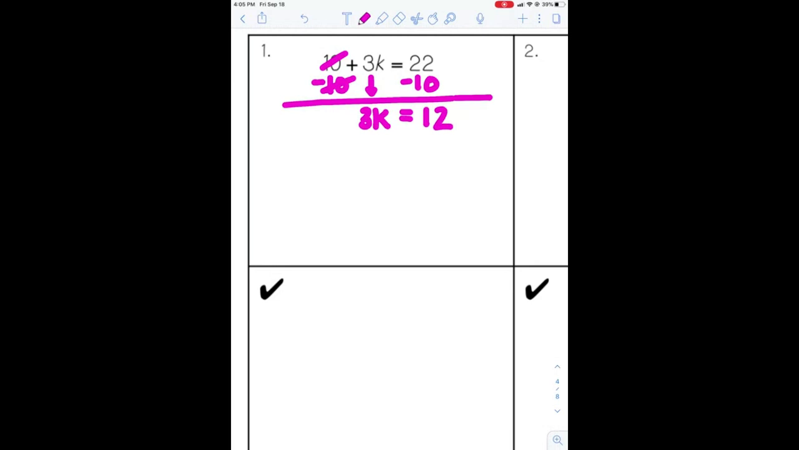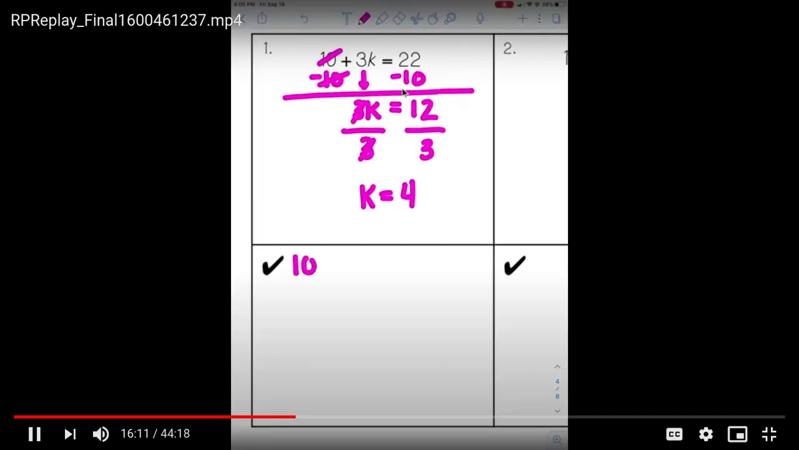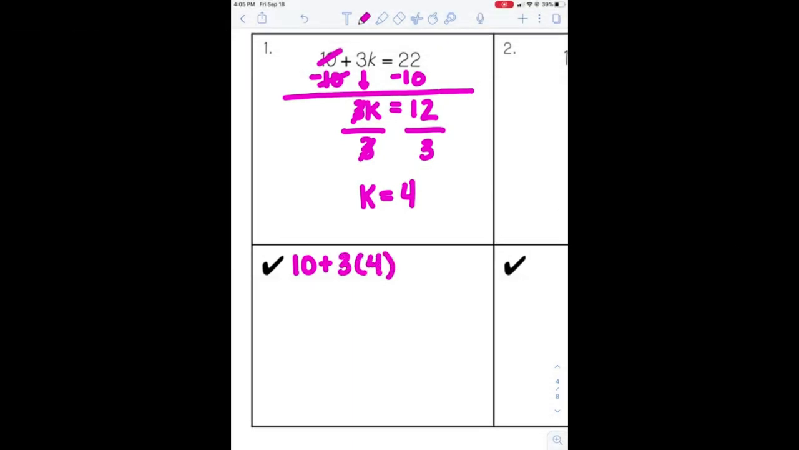So then I have to undo this multiplication. So I'm going to use division. So I'm going to divide by 3 on both sides. And that's going to give me k is equal to 4. How I check this, okay, I'm going to plug 4 into the equation up here for k. So instead of doing 3k, I'm going to write 10 plus 3 times 4 equals 22. And I'm going to see if that's right. So that ends up giving me 10 plus 12, which equals 22. So my answer is right.